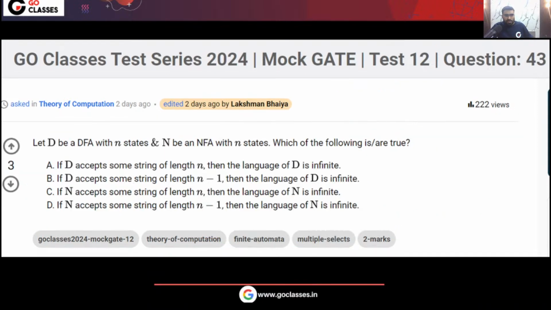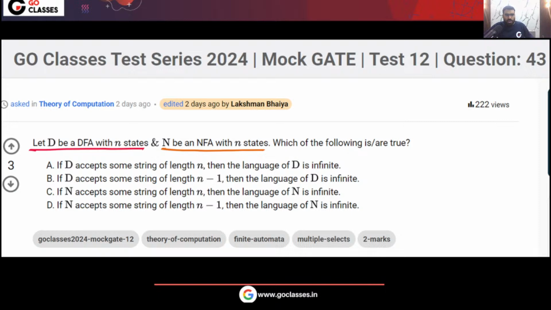Now let's solve this question. This is the most beautiful question of this test. I hope you loved this question. This is a very interesting question. See, D is a DFA with n states. N is an NFA with n states.